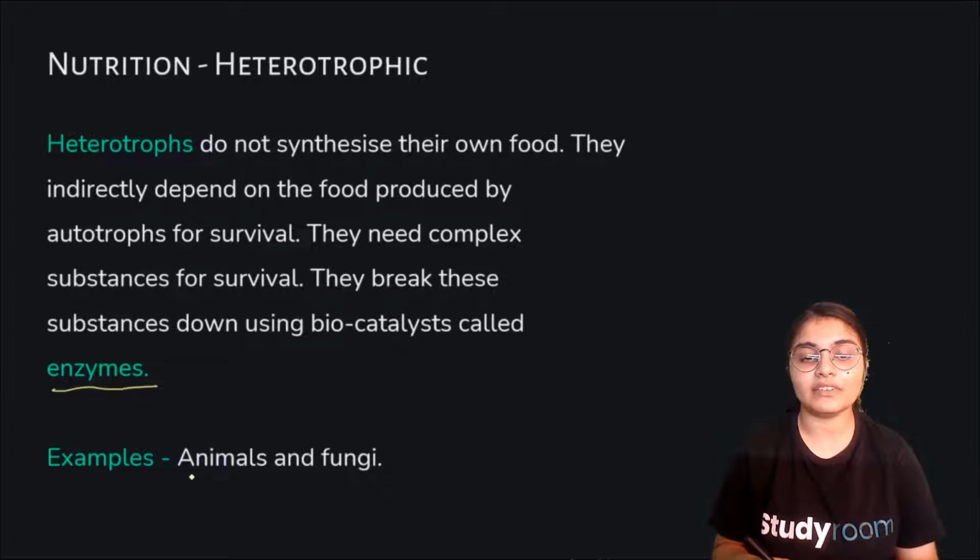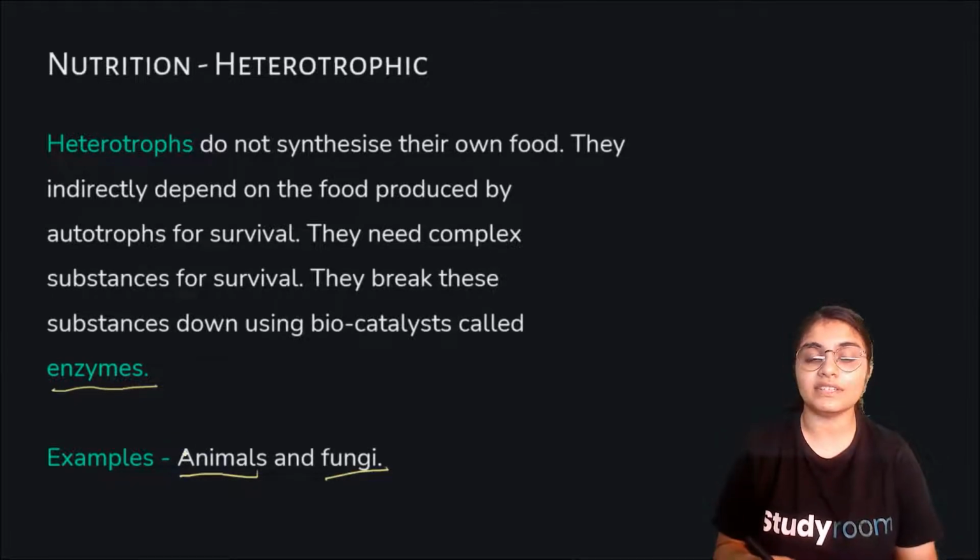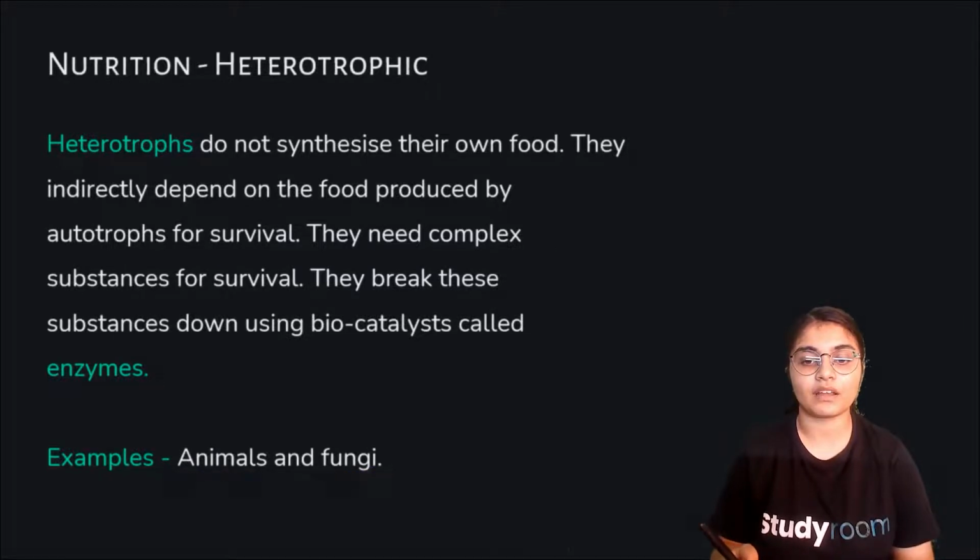The examples you will give for heterotrophic organisms are animals and fungi. As you all know, we humans come under the animals category and we cannot make our own food. We derive our food from autotrophic sources like plants, and hence it is well understood that we humans are heterotrophic and we cannot synthesize our own food. We depend on the food produced by autotrophs for survival.